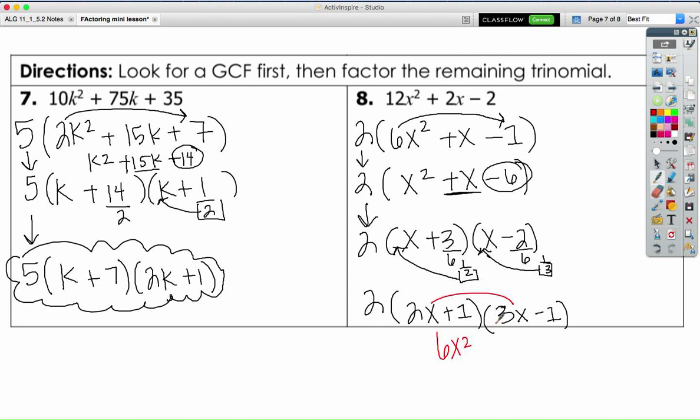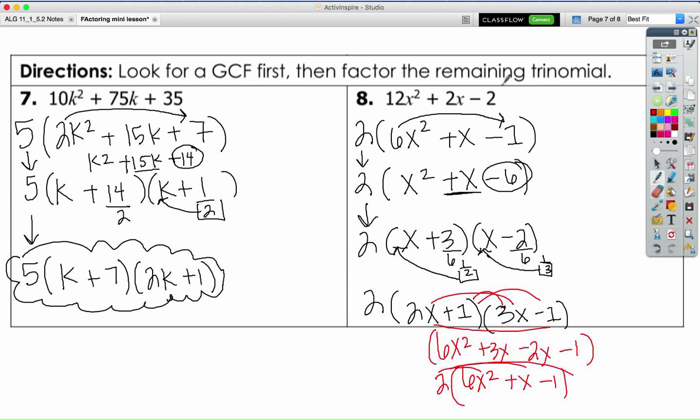Okay, so 6x squared plus 3x minus 2x minus 1. That part brings us back to 6x squared plus x minus 1, which brought us back to here. And then if we multiplied 2 by all of that, that would bring us back to the beginning. So our actual answer here is the completely factorized version with the 2 out front, 2x plus 1, and 3x minus 1.